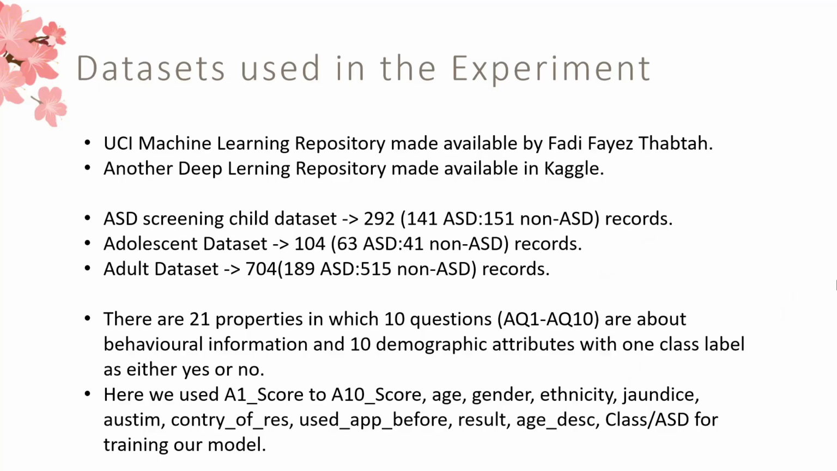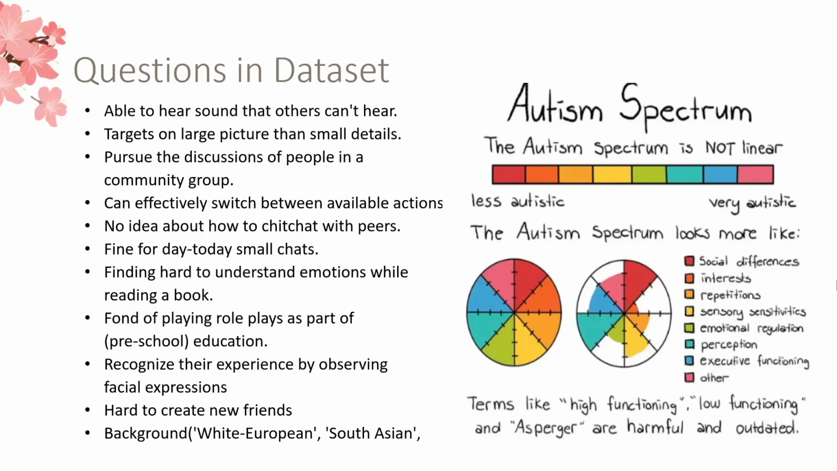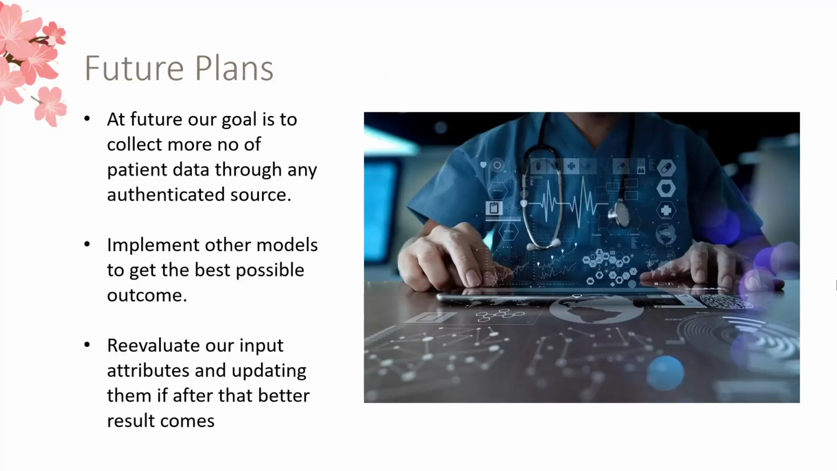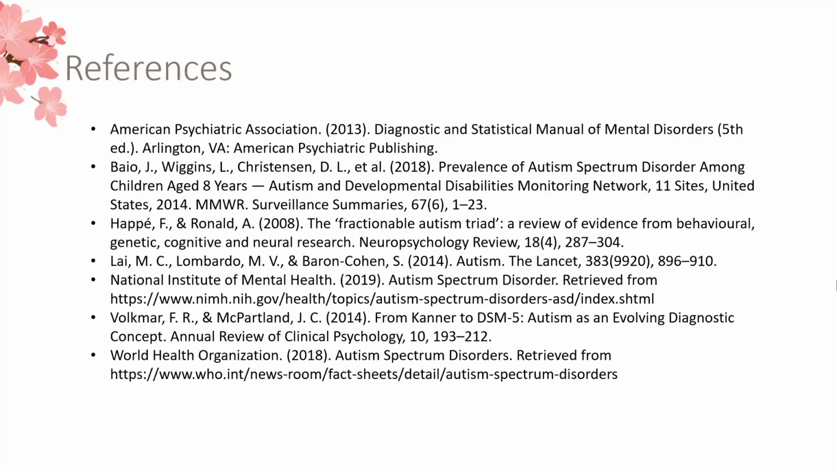These are the datasets, you can go through it. Now questions in dataset. What are these? Actually, these questions are properties on which we have trained our model. These are the evaluation charts. I'll be coming to that while sharing the code. These are the future plans, conclusion, references. Thank you. Now coming to the code.